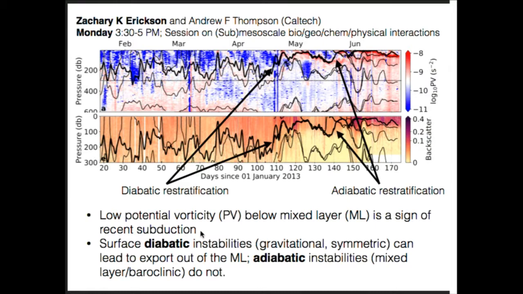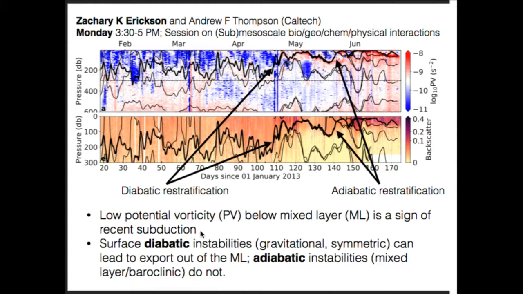But every so often, you get low parts of PV below the mixed layer. So here, for example, and up here. And that's interesting because we don't expect that to be formed except at the surface. So somehow water was subducted to get that.